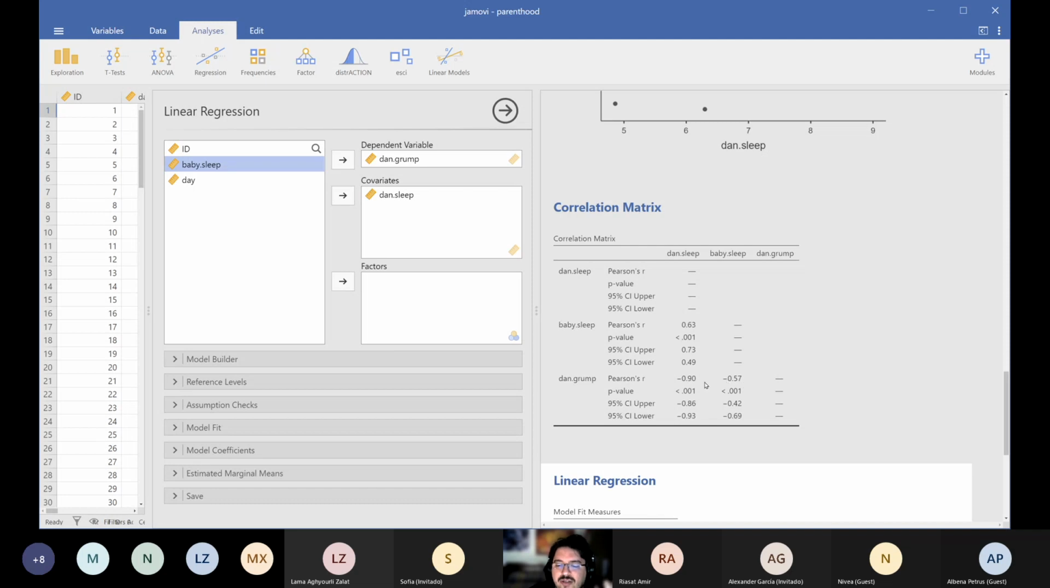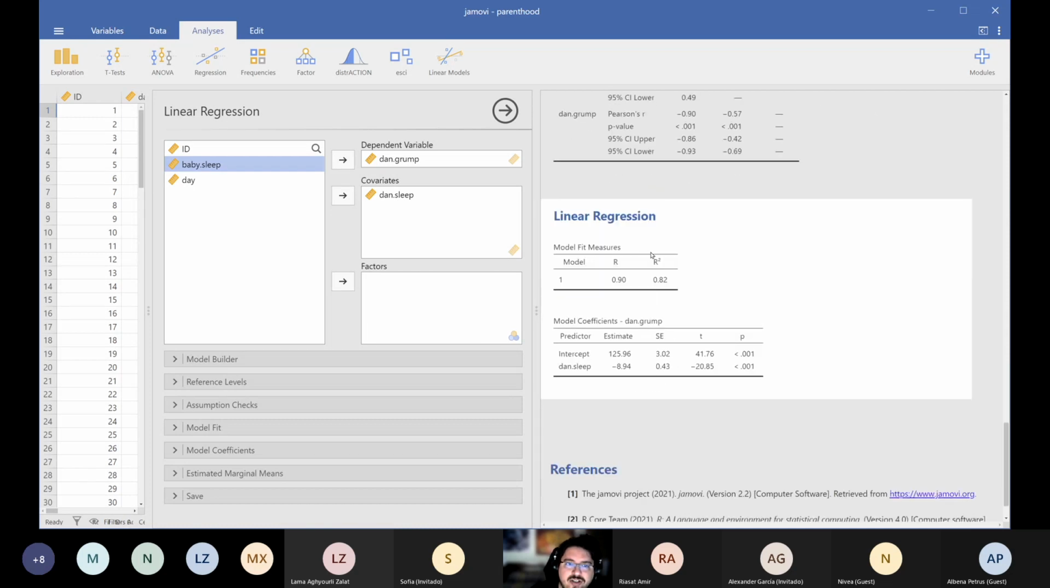So, going back to the same idea, is 90 larger or stronger than 57? Yes, but most importantly, the uncertainty around 90 goes from 86 to 93, and the uncertainty around 57 goes from 42 to 69. These confidence intervals do not overlap. That's a good indication that we are confident that this 90 is truly different from this 57.